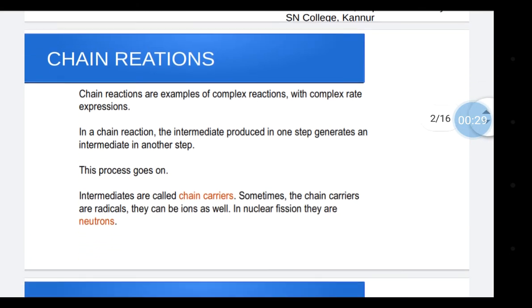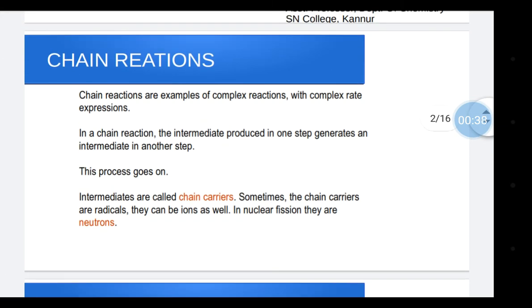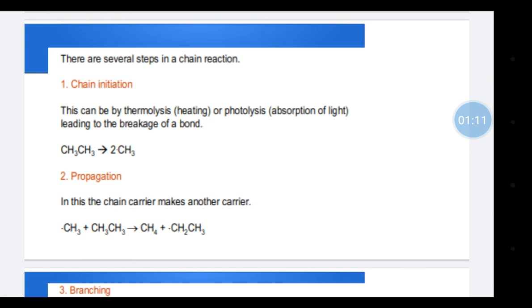Okay, you know what chain reactions are, right? These chain reactions are complex reactions with complex rate expressions. In a chain reaction, the intermediate produced in one step will generate an intermediate in another step, and this process goes on. These intermediates are called chain carriers. Sometimes the chain carriers are radicals, sometimes they are ions, and in some other cases like nuclear fission, they are neutrons. Now we'll see the various steps that are involved in chain reactions.